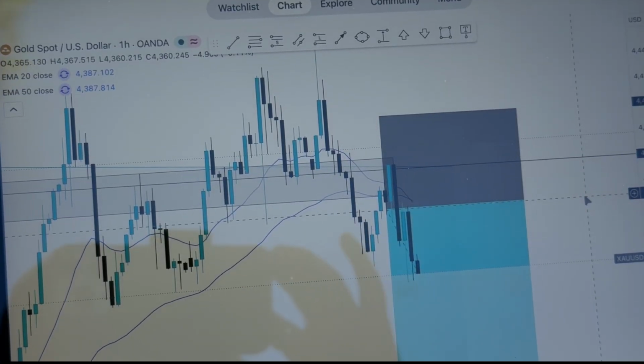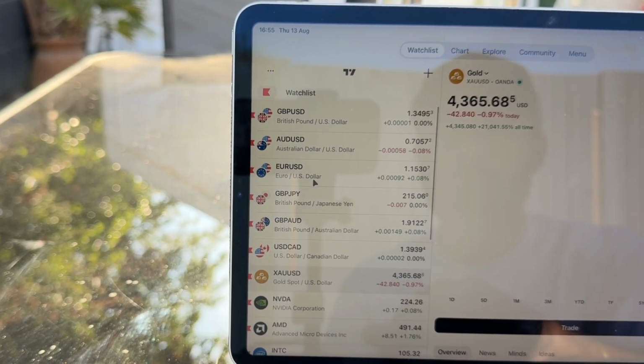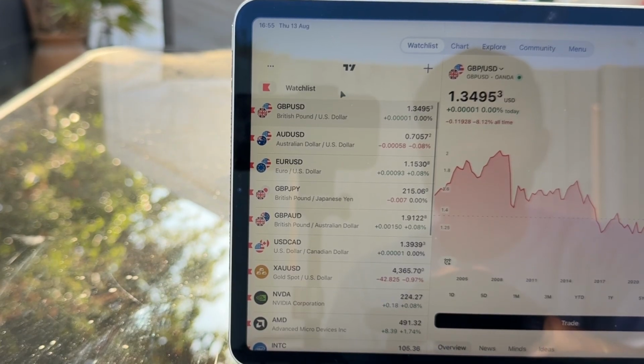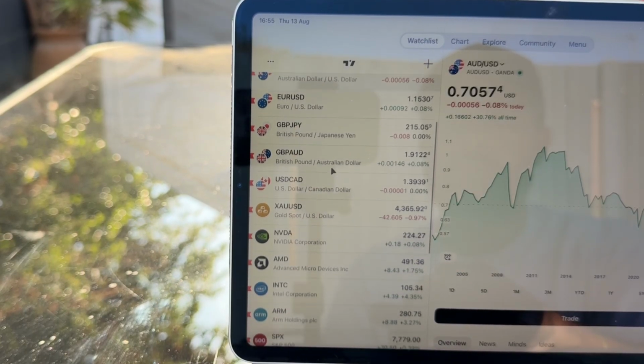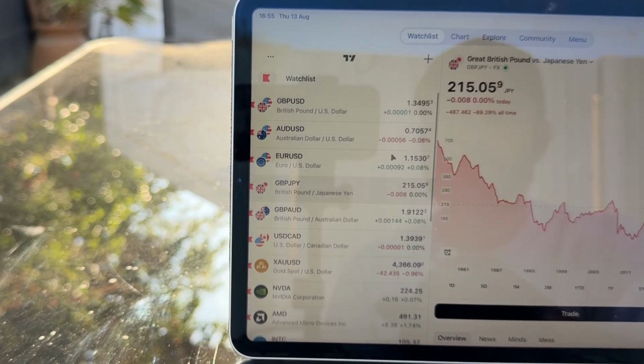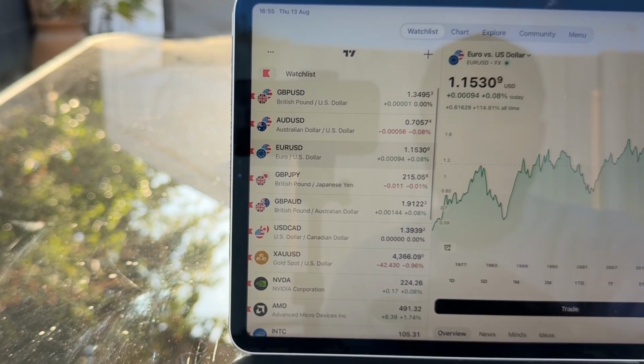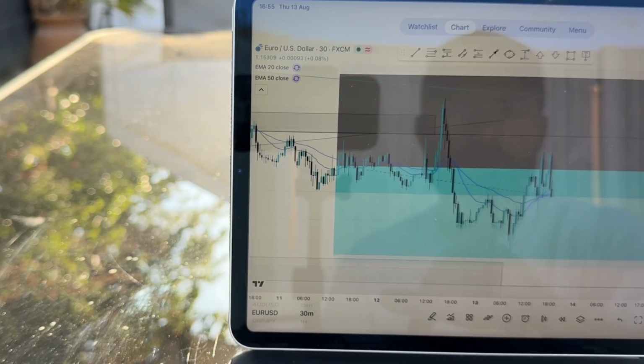So yeah, start simple, learn how price moves, learn how to identify trends, learn basics like support and resistance, because that'll take you a long way. And then once you've got a good understanding of the basics, you can start experimenting with different indicators.